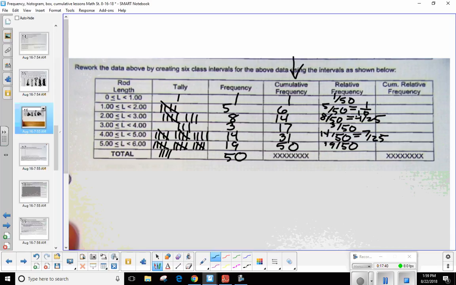Now, the cumulative relative frequency, we're going to be looking at this particular column. So that would be 1/50ths. But then the next one would be what? 6/50ths, which is what? 3/25ths. Okay. And we have 14/50ths, which we've already said is 7/25ths. Excuse my writing. I'm trying to fit it as well as I can.